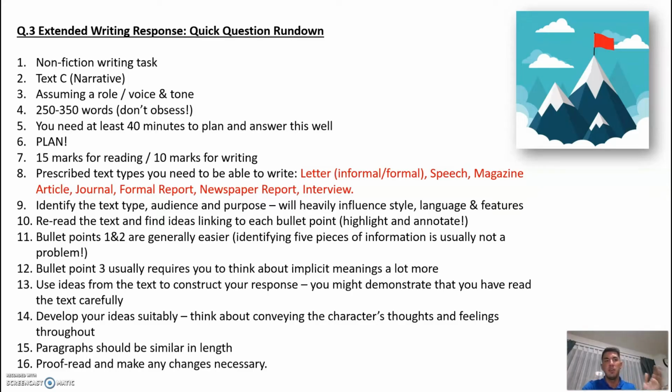Number 13, you use ideas from the text, of course, to construct your response. You need to demonstrate that you've read the text carefully. Do not make stuff up. You develop your ideas suitably, or you make suitable inferences. The easiest way to do this often is to think about the character's thoughts and feelings throughout. Sometimes in question 3s, there are 2 strands, and the second strand does include the thoughts and feelings of the character. However, if it doesn't say thoughts and feelings, you should still include some exploration of the character's thoughts and feelings.